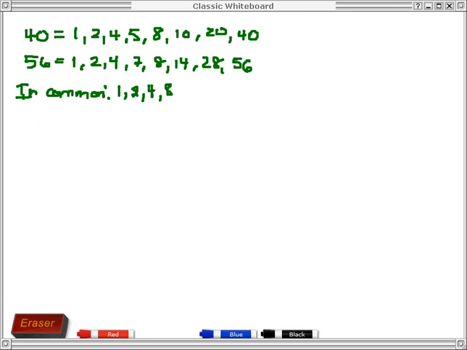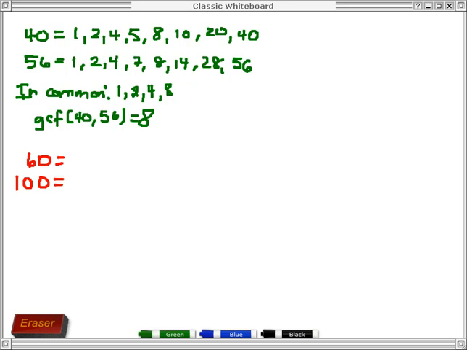And then the greatest common factor is just literally that. You look at the common factors, which are 1, 2, 4, and 8. The greatest of those is 8. And voila, that's your greatest common factor. We found that same value using the prime factorizations. So we'll do one more example of that using 60 and 100.